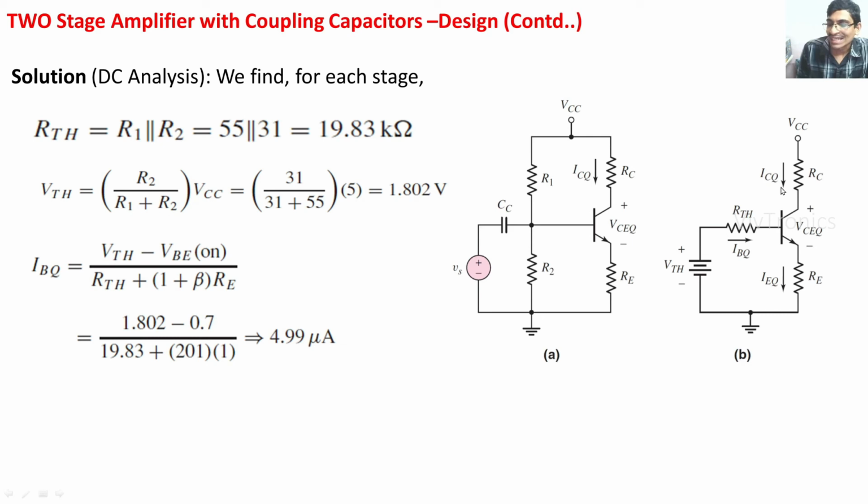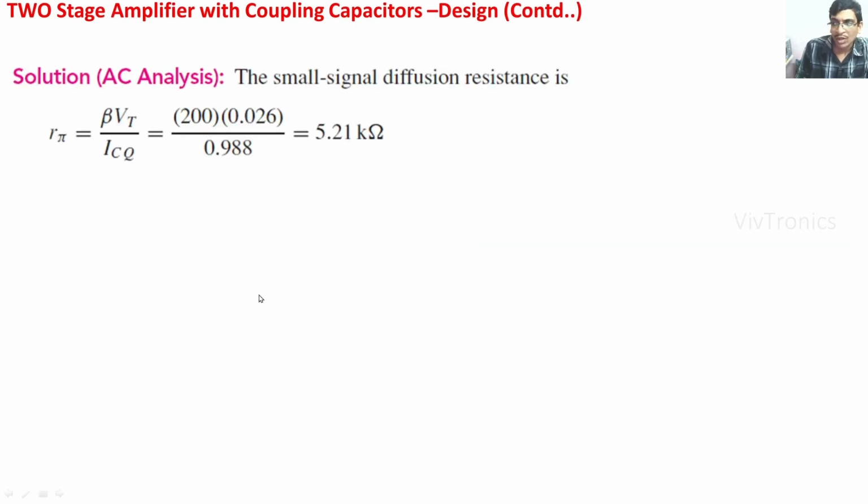Now we can calculate the DC collector current ICQ, which is equal to beta times IBQ. After multiplying 4.99 microamperes with the beta value of 200, we get 0.998 milliamperes. That is the value of the collector current ICQ. Now we are going to do the AC analysis for this circuit.